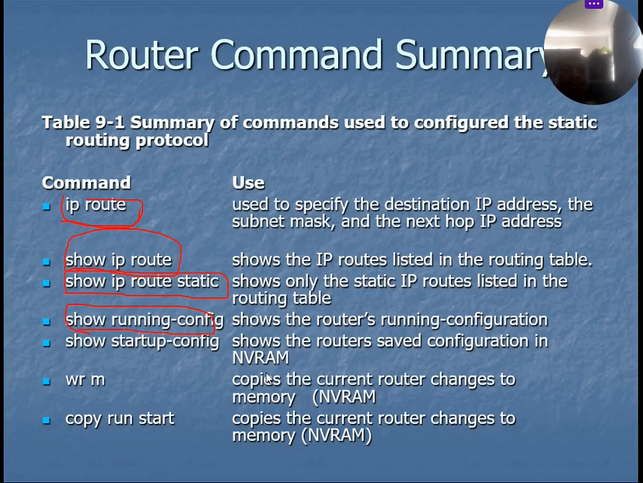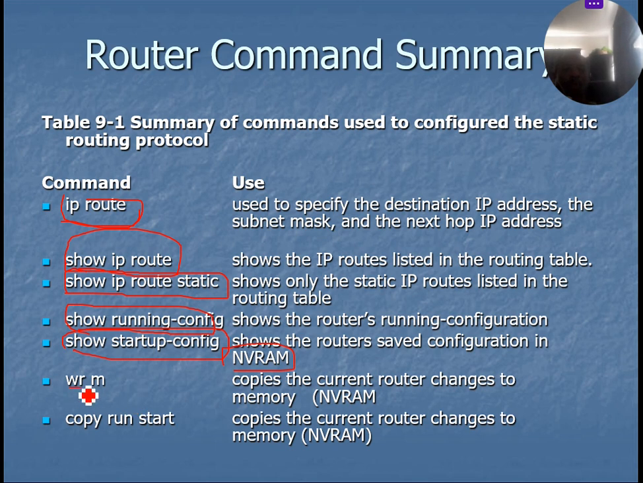Okay. So when we say show startup config, when you type this command, what it does is that it shows the router's saved configuration in NVRAM. When you say startup, you're talking about your NVRAM, your memory. So show startup config shows you all the configurations saved in the NVRAM. What of WR M? It means this one is to copy the current router changes to NVRAM.